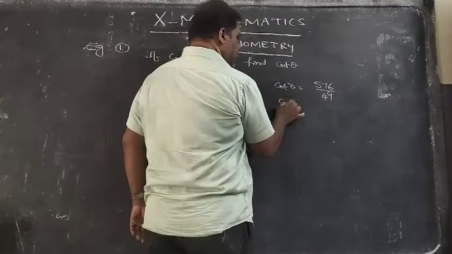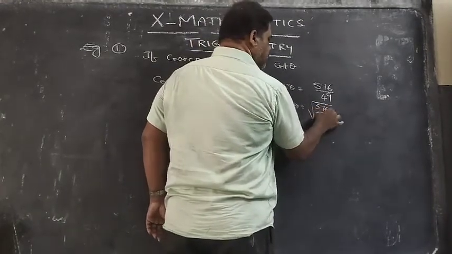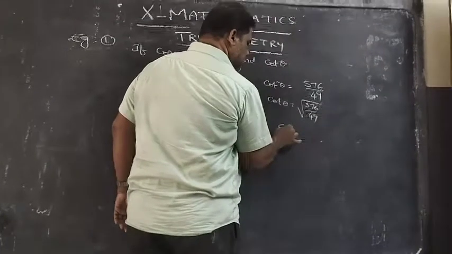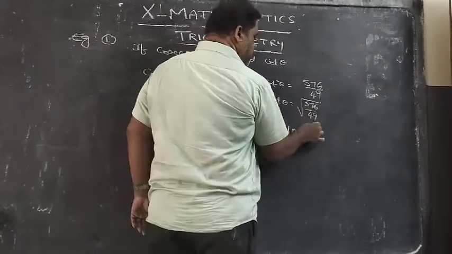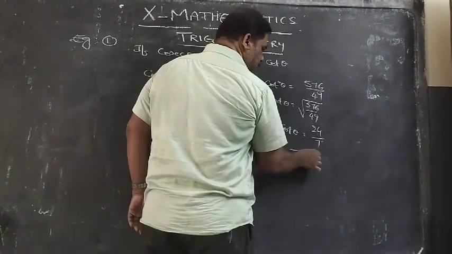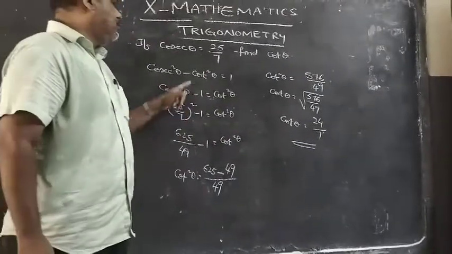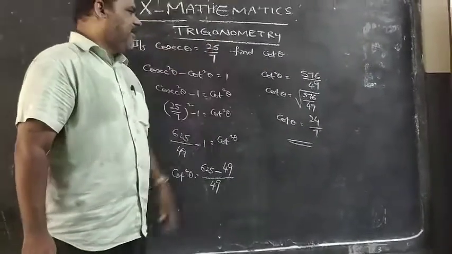If you remove square here, you have to keep square root. 576 square root is 24, 49 square root is 7. So we will get cot theta like this. Using the identities, if you know one trigonometric ratio, you can find the other.